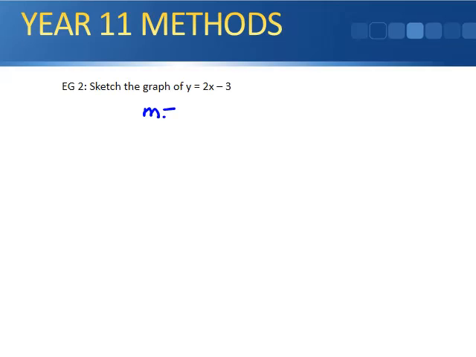Example 2, sketch the graph of y equals 2x minus 3. Well, use the gradient and the y-intercept. The gradient here being 2 and the y-intercept c being negative 3. I'm going to try and do this freehand. Hopefully I'll draw it straight.